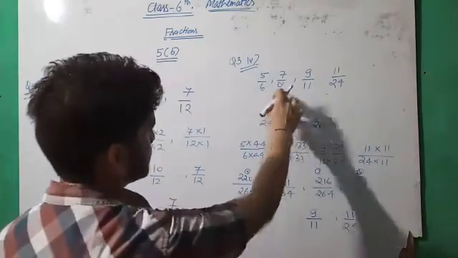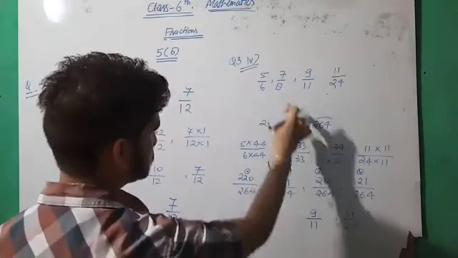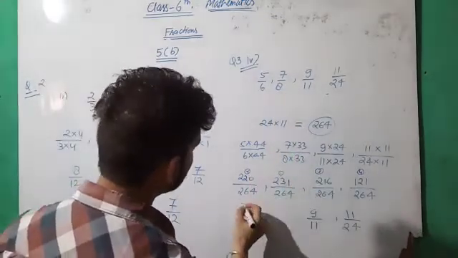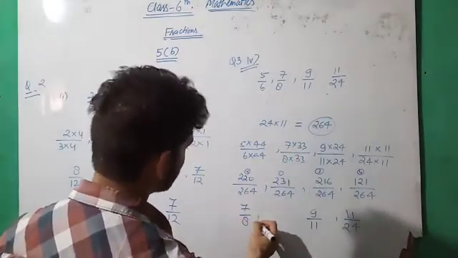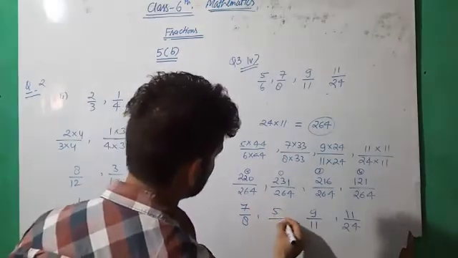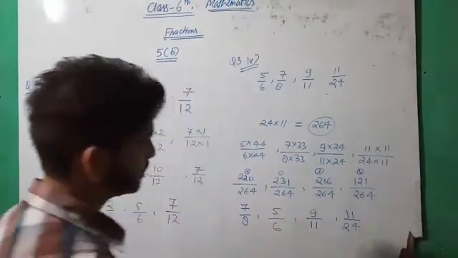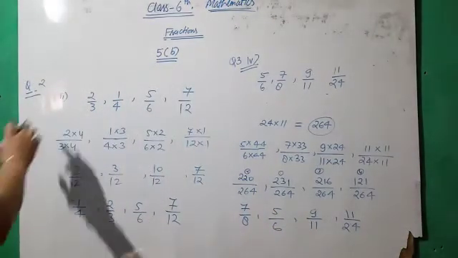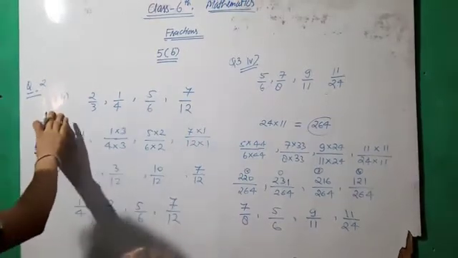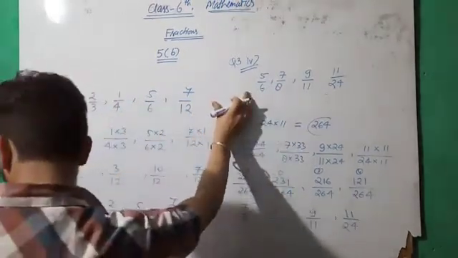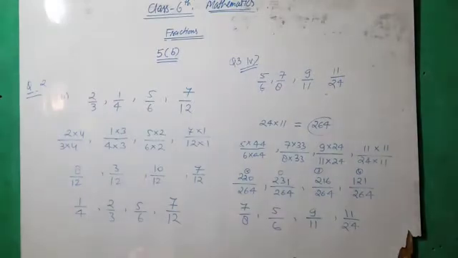Then we have 7 by 8. 7 by 8 at the first position, because this is 231. So 7 by 8. Then we have 5 by 6. So these are in the descending order of the list. Okay. This is the question based on the ascending order, and this is the question based on the descending order. Similarly, you have to do the remaining part of the question number 2nd and 3rd.